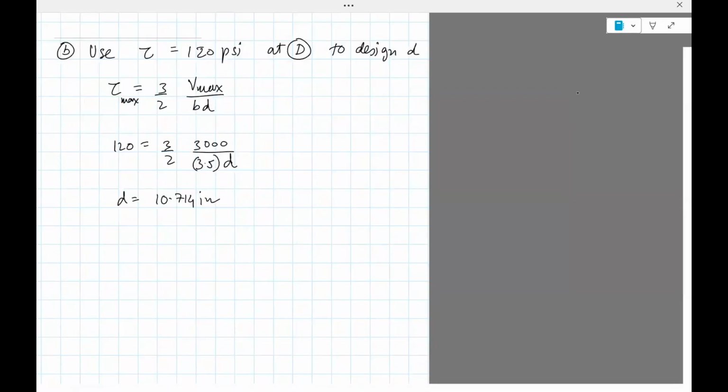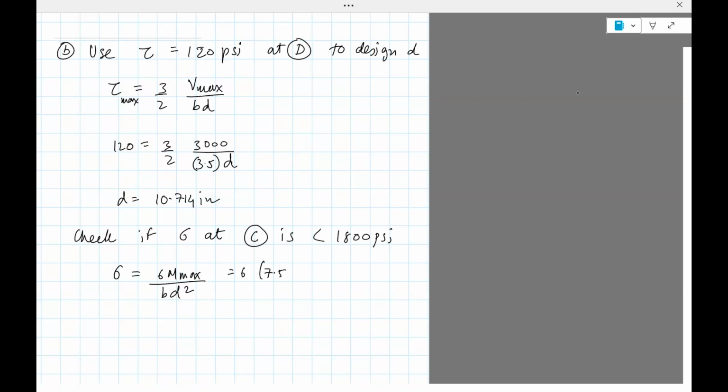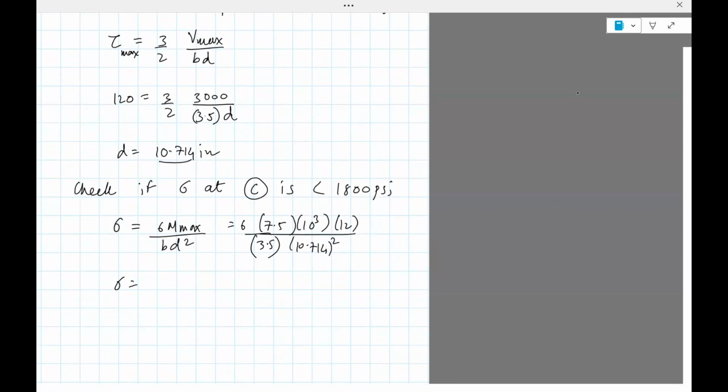We need to check if this D satisfies the stress at C. Check if sigma at C is less than 1800 psi. So let's go with this design. Sigma equals 6 M max divided by B D squared. The maximum moment is at D, and it is 7.5 kip-feet. I need to remove the kilo, and convert feet to inches, so 12, divided by B, which is 3.5, and then D, which is 10.714. When I do this computation for sigma, I get 1344.07 psi, and this is less than 1800 psi.